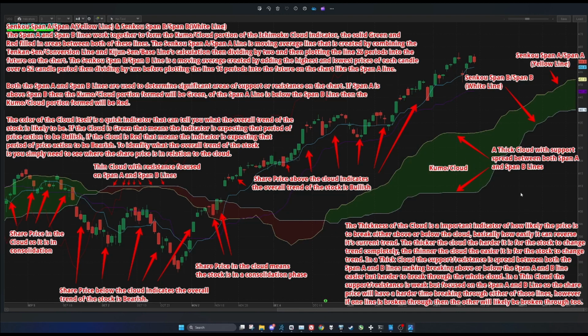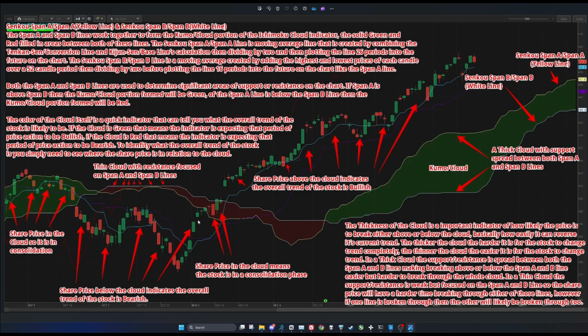It'll probably take a way longer time for it to break through the cloud completely. In a very, very thin cloud, however, most of the strength of the support or resistance on the span A and span B line is going to be focused on the lines themselves instead of the fill-in color portion of the cloud. So in a thin cloud, if the share price manages to break through one line, that means it's going to have a very easy time breaking through the next line and reversing the trend of the stock completely.